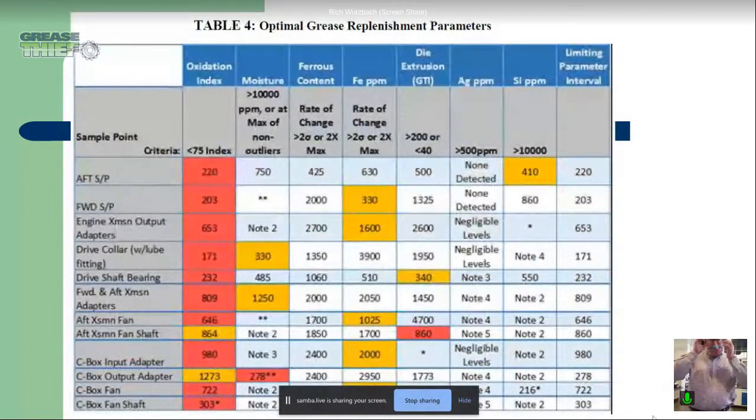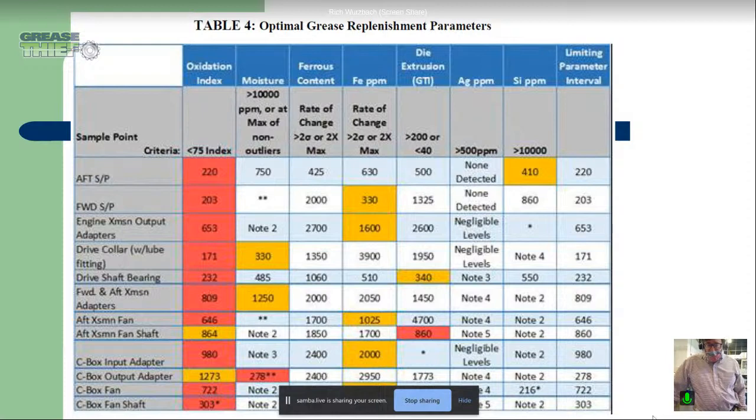And I think the thing to look at is the red blocks here. We didn't just look at oxidation. We looked at moisture, the accumulation of moisture. We looked at ferrous content and iron levels, ferrous content from normal rubbing component wear modes, iron levels for some of the smaller, say, fretting wear or oxidative or corrosive type wear mechanisms. We looked at the dye extrusion values for consistency changes of the grease, silver levels, which were surprising for us, but we did find them to be present as a coating on some of these splines, silicon levels as a tracer of sand and dirt contamination.